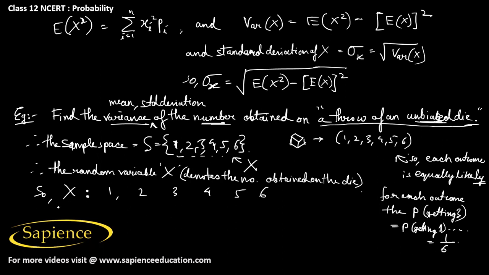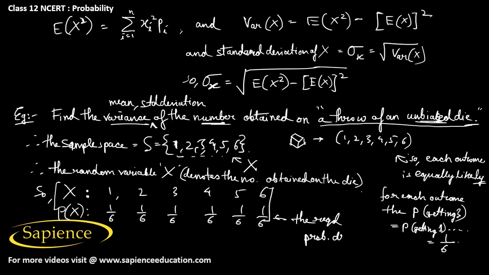So the probability of the random variable x would be, for each value, 1 by 6, 1 by 6, 1 by 6, 1 by 6, 1 by 6, and 1 by 6. So this whole thing would be the required probability distribution of the random variable x. Now we need to find the expectation value of the random variable x, and that would be the mean.